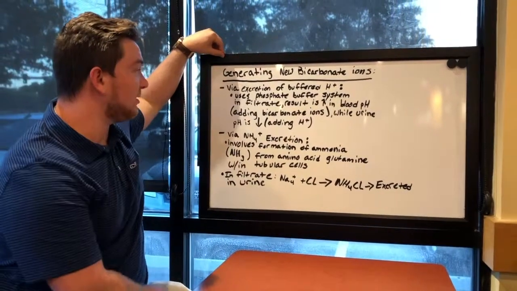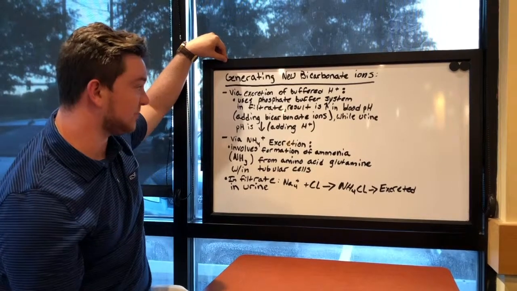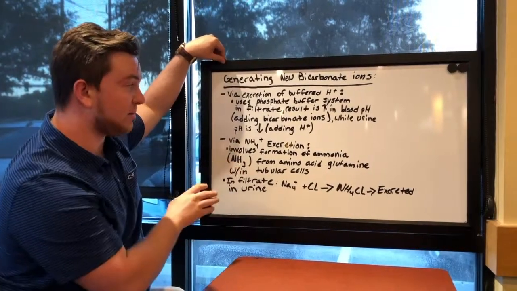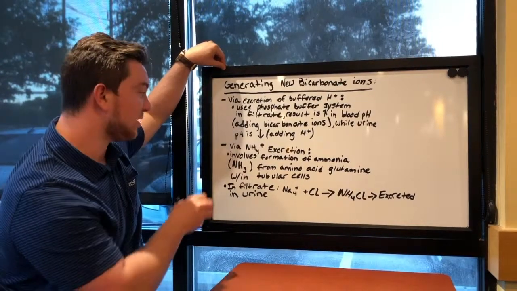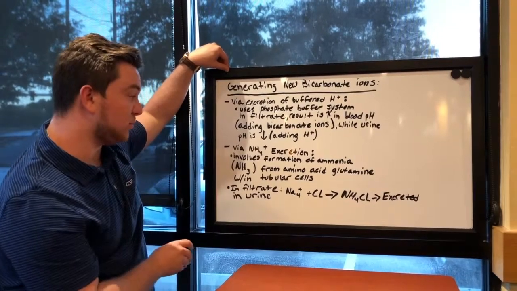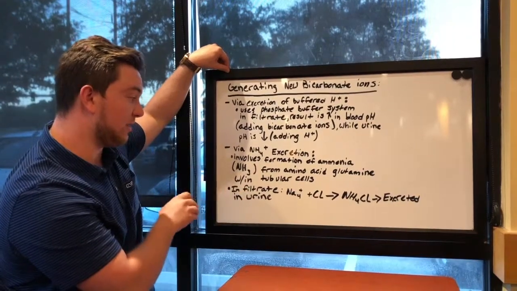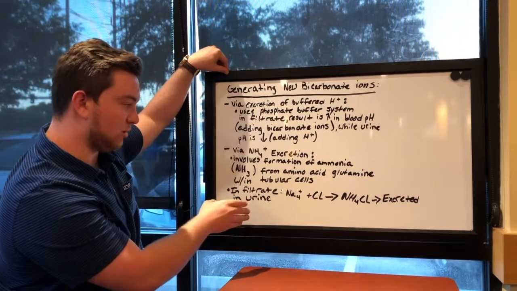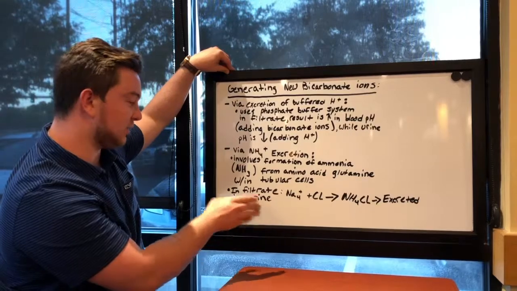Generating new bicarbonate ions is done via excretion of buffered hydrogen and uses the phosphate buffer system in filtrate. The result is an increase in blood pH, adding bicarbonate ions, while urine pH is decreasing, adding hydrogen ions. It is also done via ammonium excretion, which involves formation of ammonia, NH3, from the amino acid glutamine within tubular cells. And then in filtrate, NH4+, or ammonium, plus chloride becomes ammonium chloride and is excreted in urine.